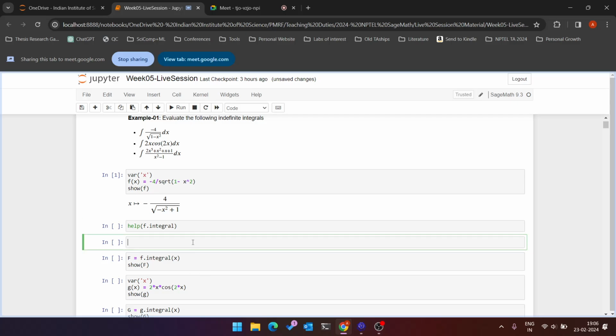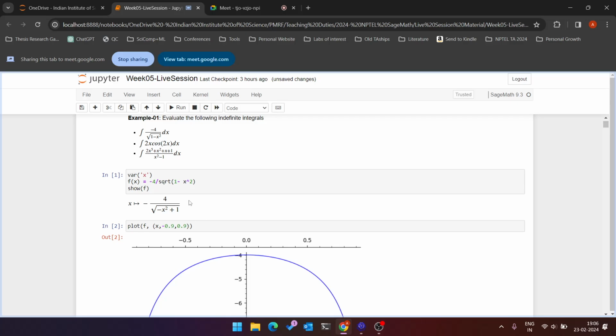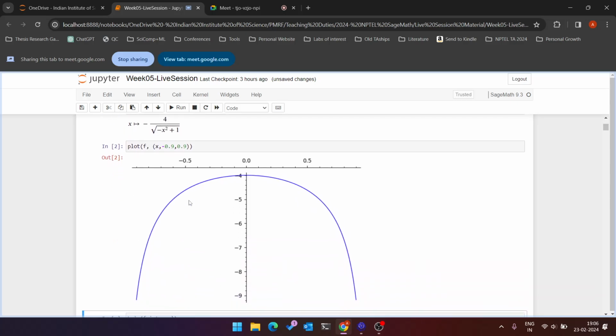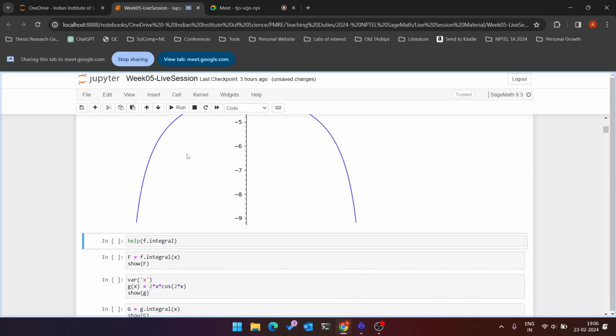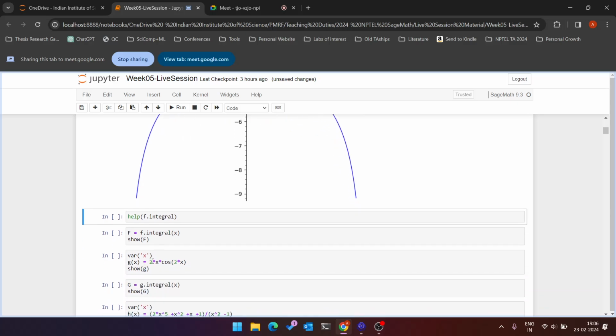If I want to see how this function would look like, then I could use the plot function. So say plot f, and we have to restrict x between minus 1 and 1. This is quite evident once you look at the denominator, which has 1 minus x square in it. So this is how f of x looks like.